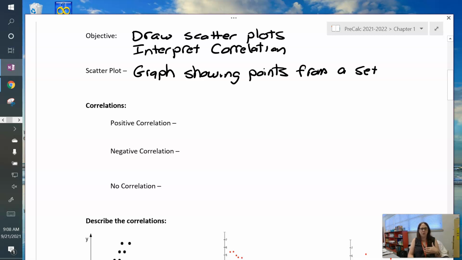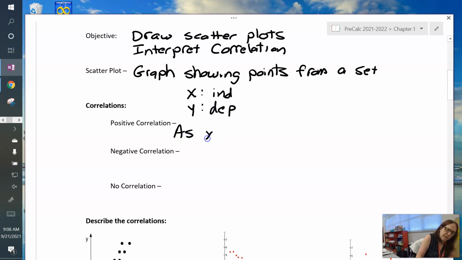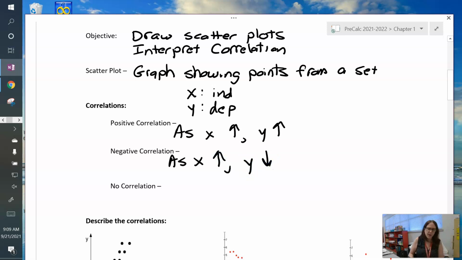So a positive correlation would mean as you're going to the right, as you're increasing on X, your Y will increase as well. And the X is considered the independent variable, and the Y is the dependent. So as X increases, Y increases. That's a positive correlation. A negative correlation would be as X increases, this time Y will decrease. And then no correlation means there is no pattern.